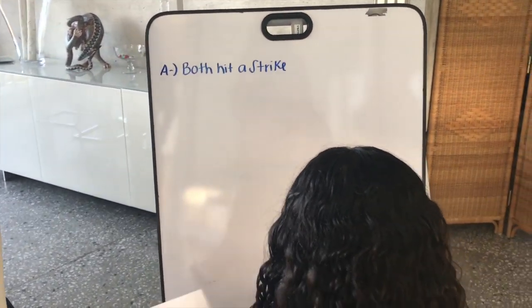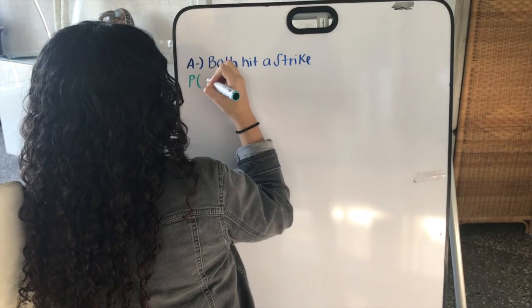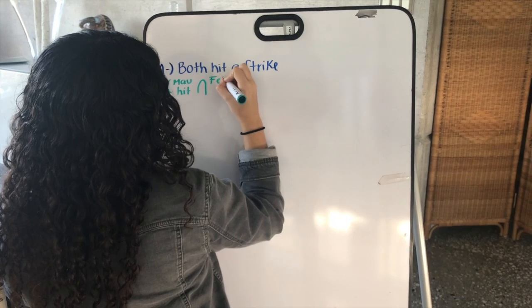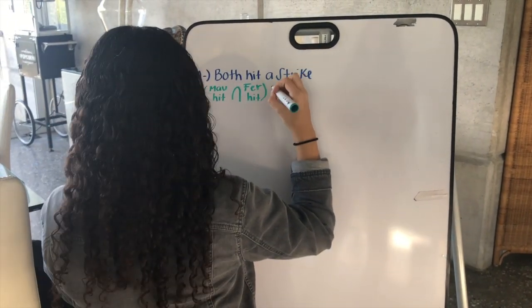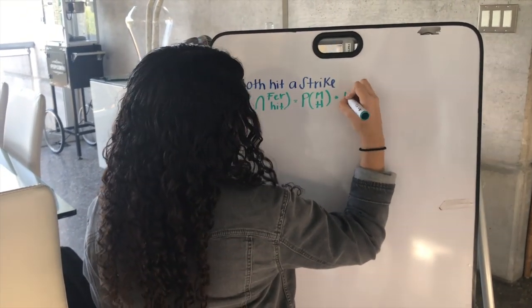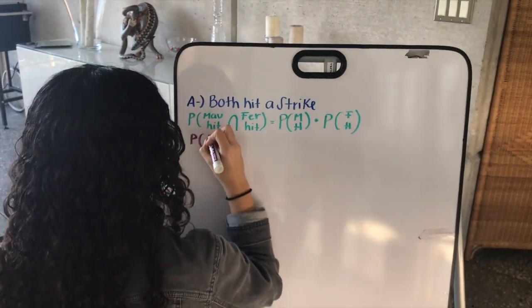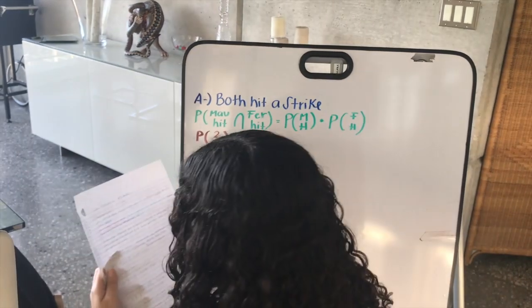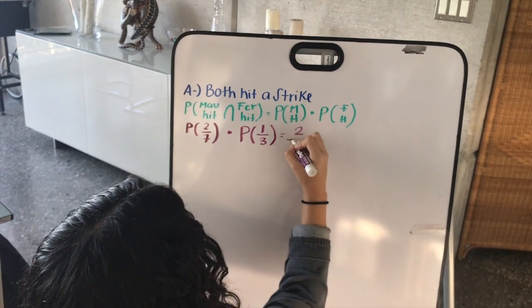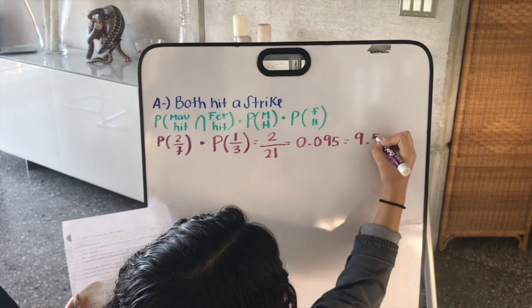So in the first problem, letter A asks us for the probability that both hit a strike. What we are going to do is take the probability of Mao hitting and the probability of Fer hitting, and multiply them. So it's going to be 2/7 times 1/3, and that is 2/21. Multiplied by 100, it'll be 9.52%.